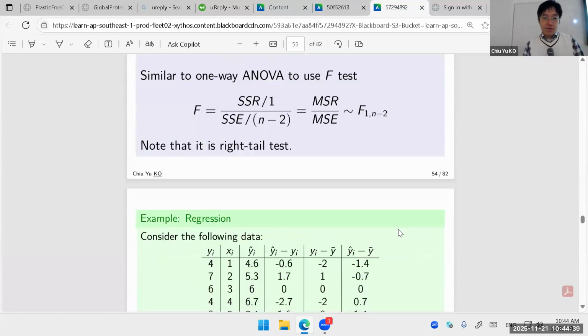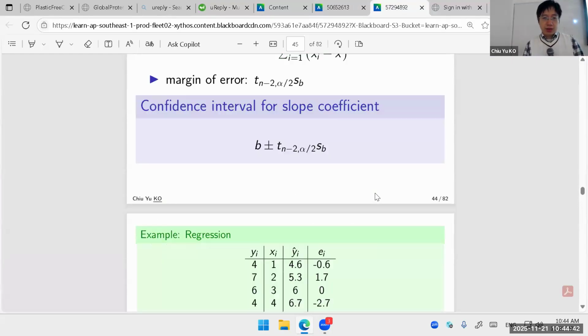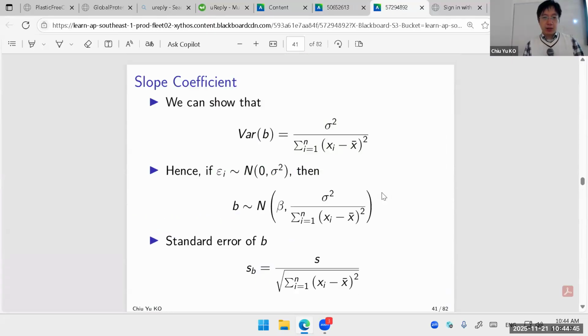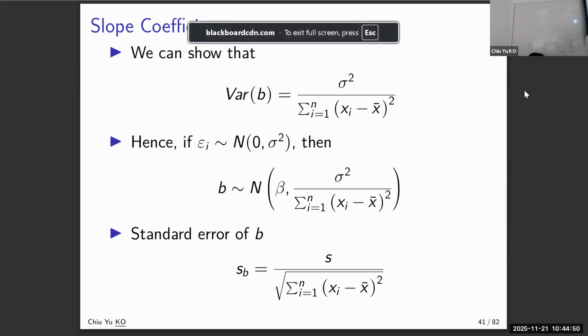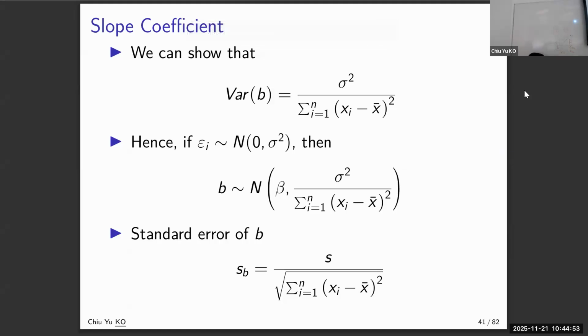So let's continue our journey, right? The slope. The same idea here, we can derive the variance of B equal to this formula. You can imagine the numerator is obvious: the more variation in the underlying data, the more variation in the slope you get. And the denominator says if a lot of your data is far away from the mean, of course B is also far away. But let me draw a picture to convince you this is true.